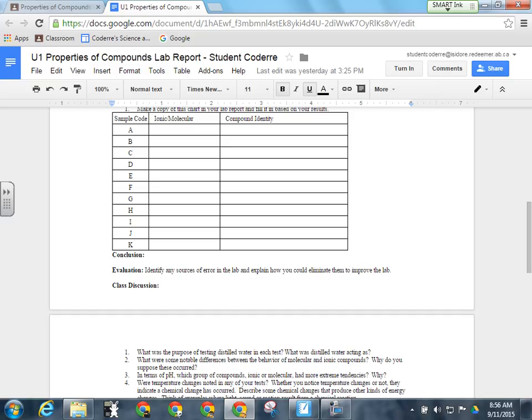You must have at least 2 of those. I don't know if I mentioned that before or not, but you must have at least 2 sources of error, as well as how you could improve them. How would you eliminate them in the future? And then a reminder, you do not need to do the class discussion. We're going to talk about those questions when I return the lab. Any questions on any of that?